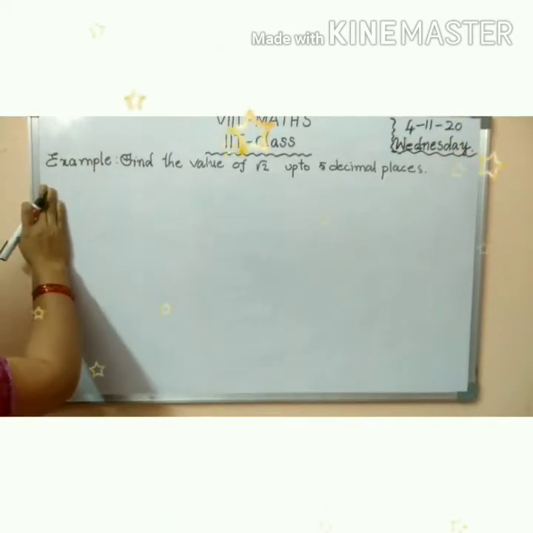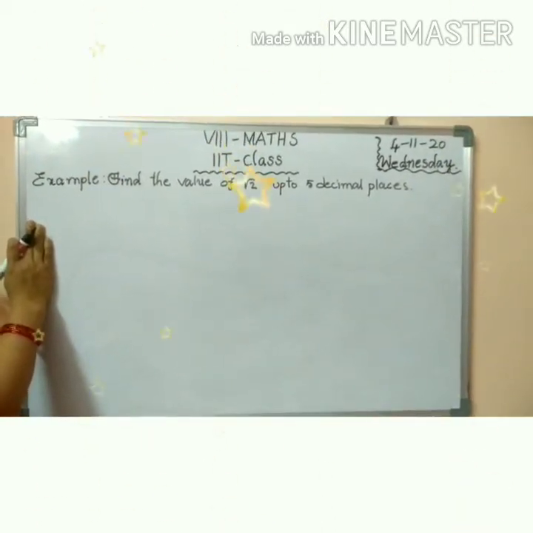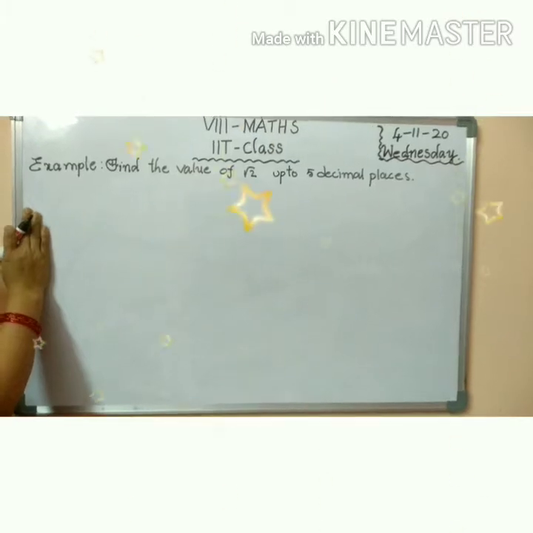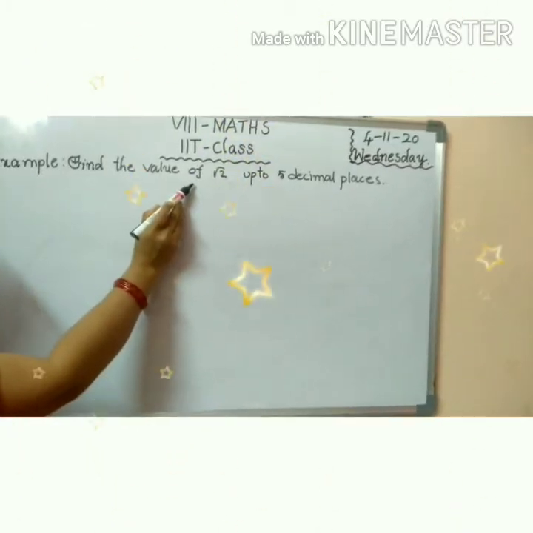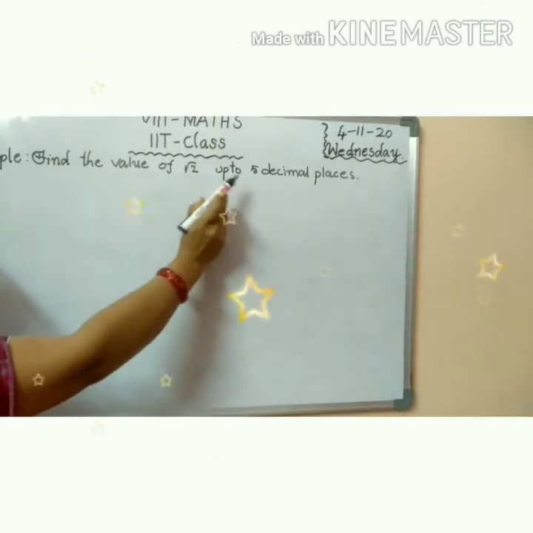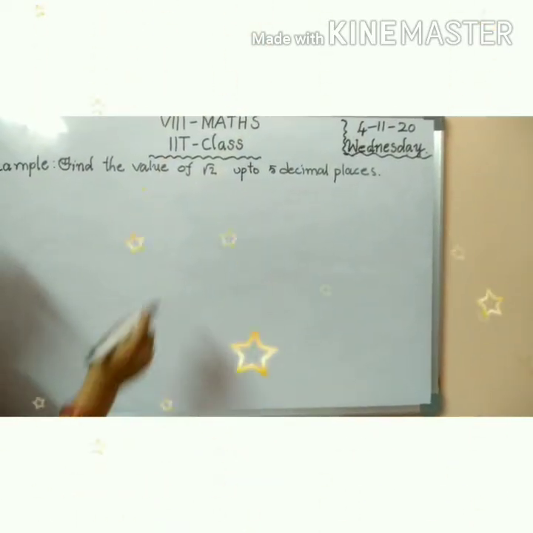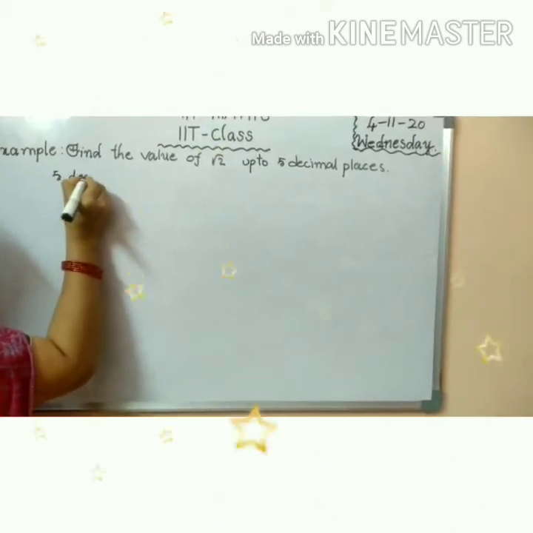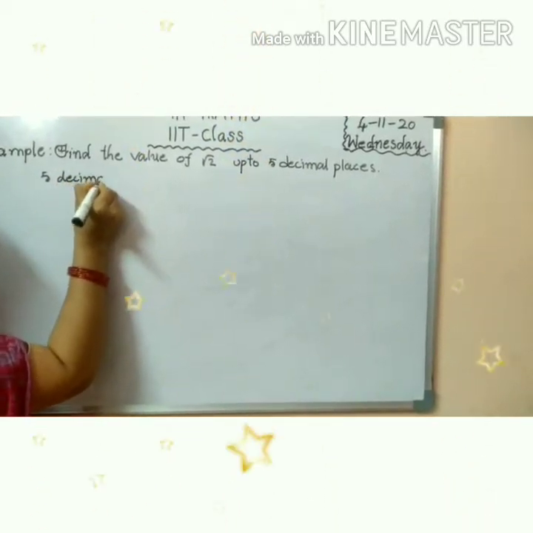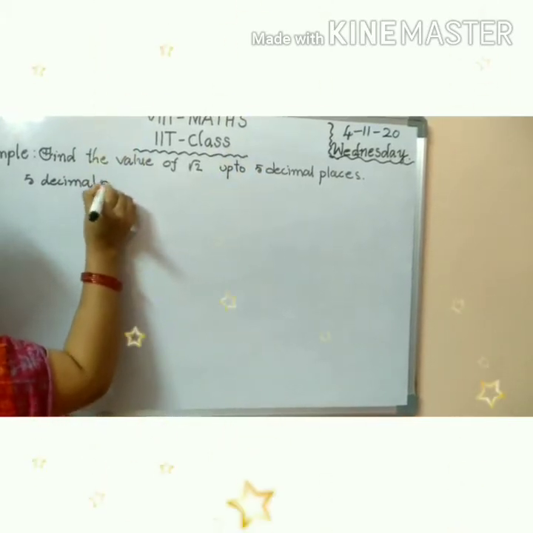In this square root of rational numbers, I will explain one example. Find the value of root 2 up to 5 decimal places.